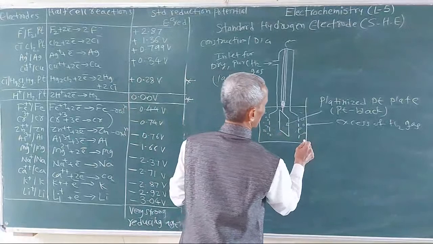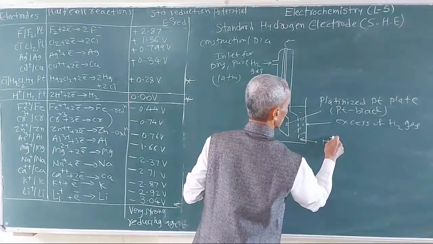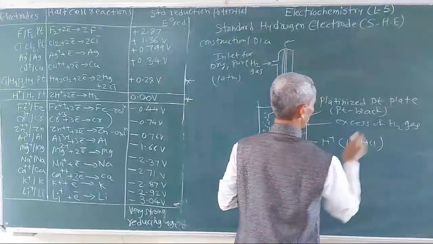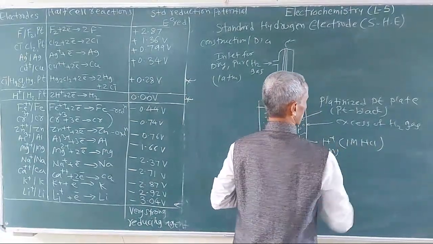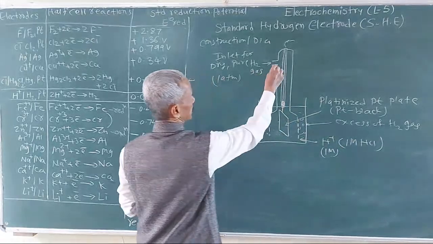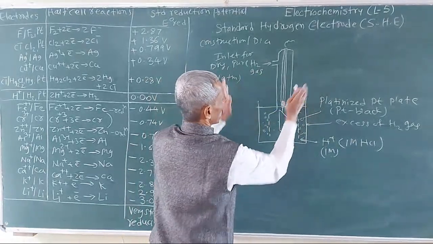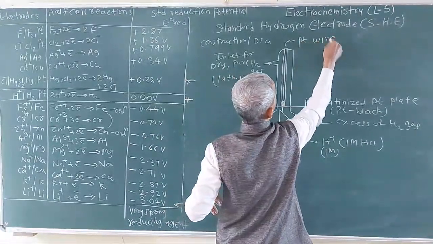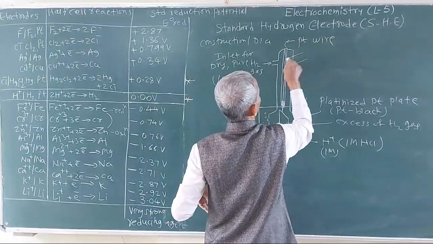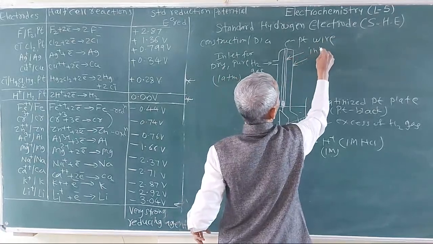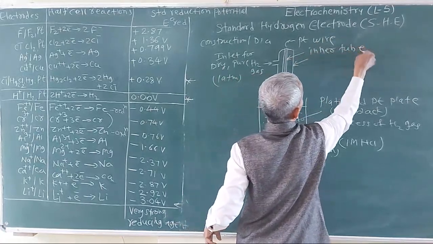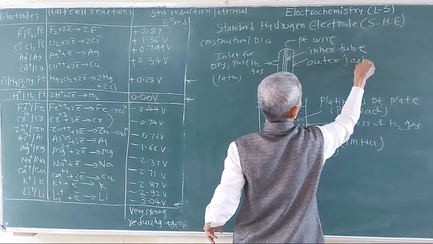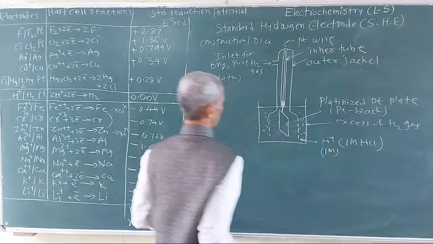So here the H plus solution concentration is 1 molar, and excess gas is given out. The electric double layer is here. This is the platinum wire, this is the inner tube containing the wire, and this is the outer jacket. So this is about the construction.